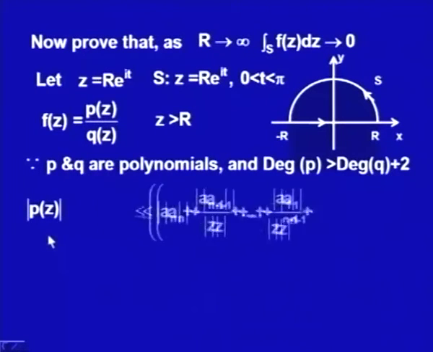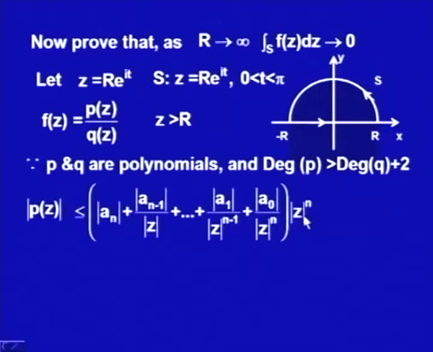So let us say p(z) is a polynomial of degree n, of the form a_n z^n plus a_(n-1) z^(n-1) and so on. We could write p(z), as we have done in one of our earlier lectures, by taking z^n as common: p(z) equals a_n plus a_(n-1) upon z plus a_(n-2) upon z square plus and so on up to a_0 upon z^n, all into z^n.